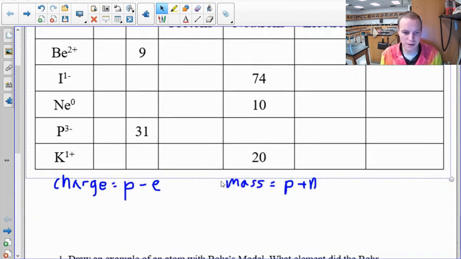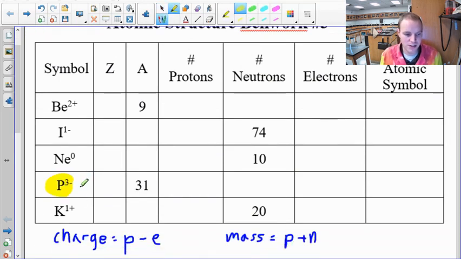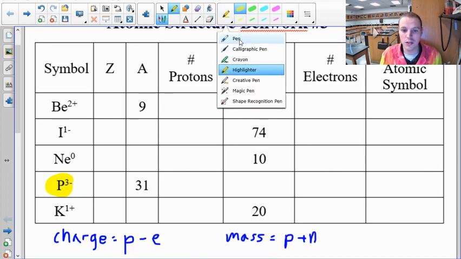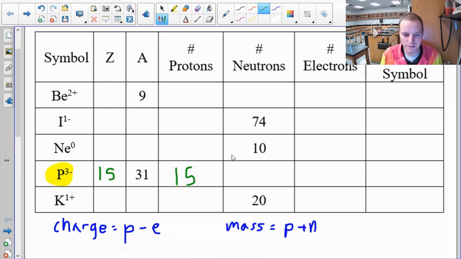So now that you've had some time to work on this, why don't I just do this row right here? We have a phosphorus with a -3 charge. We're told its mass is 31, and that's all we got. Well, let's see what we can do here. Remember, the most important piece of information about any given atom is absolutely, positively, its number of protons. That defines the atom. So it's Z, number of protons. It's phosphorus, and all phosphorus atoms have 15 protons. Remember, number of protons and the Z are the exact same thing.